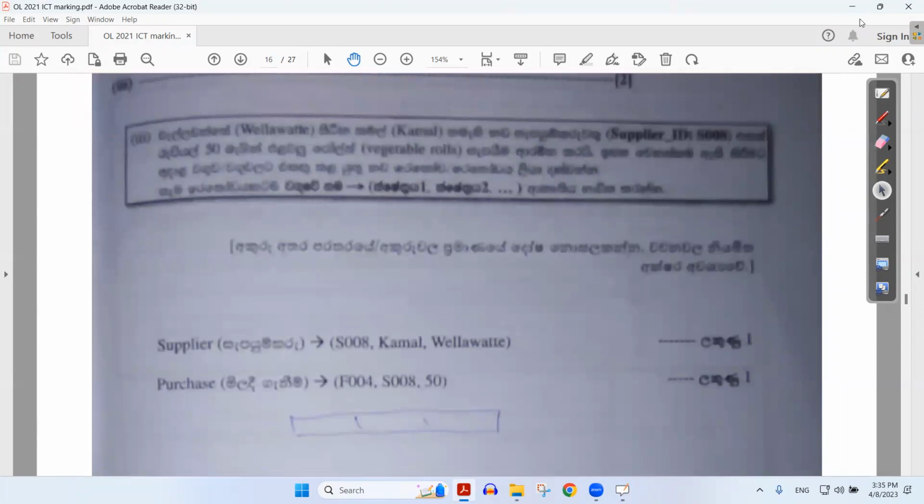Yeah, supplier table: S008, Kamal, Belavatta, that's the supplier details. Purchase table: F004, S008, and 50. Right, so they should manage accordingly. Right, so 2 marks if you have written this correctly.